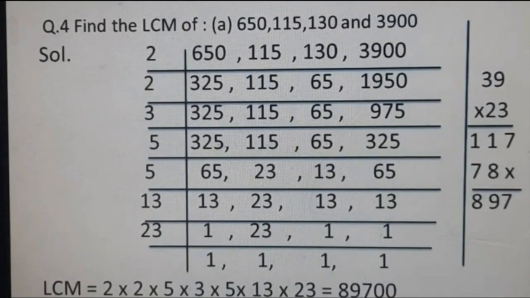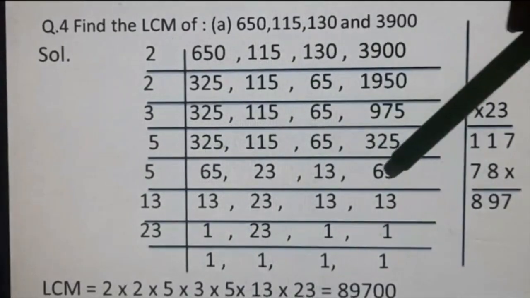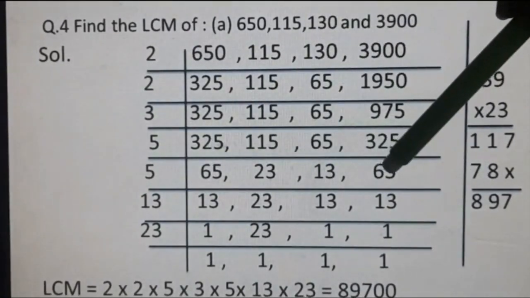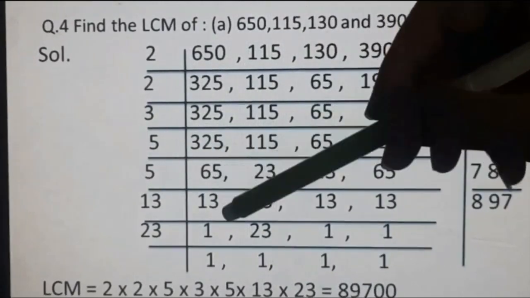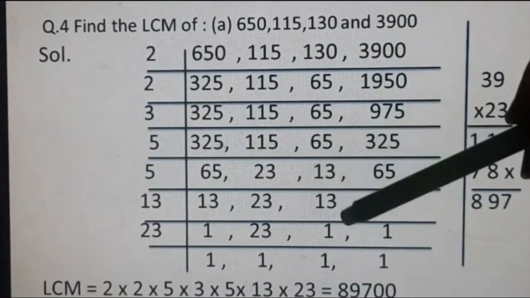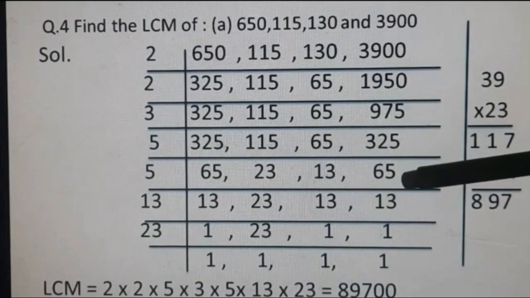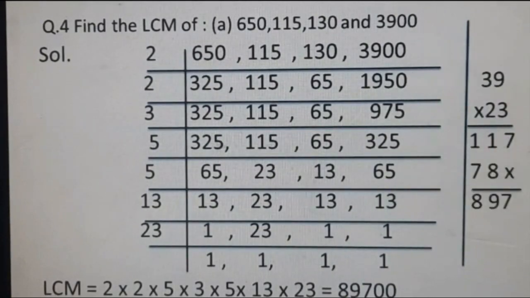Right? Now 23 and 13 are prime. So we will check these numbers. 65 is divisible by 5, so 5 we will take. 5 1s are 5, 5 3s are 15. 23 and 13 will be copied only. 65 is there, so 5 1s are 5, 5 3s are 15.